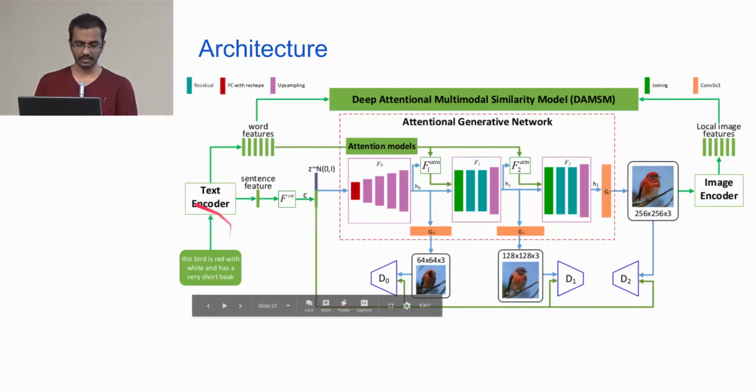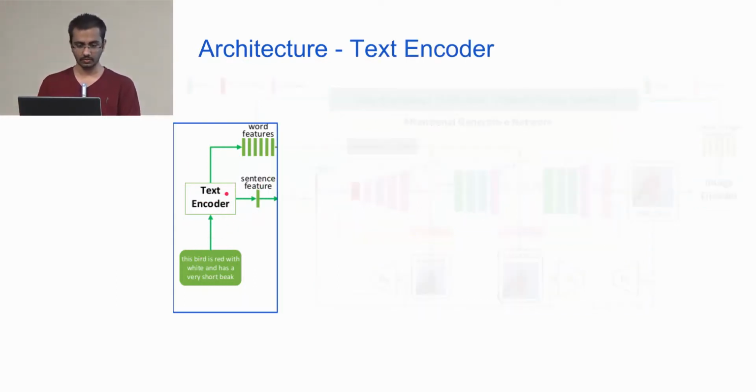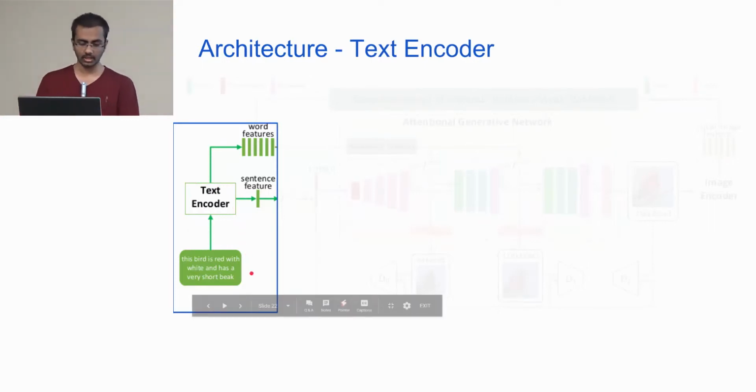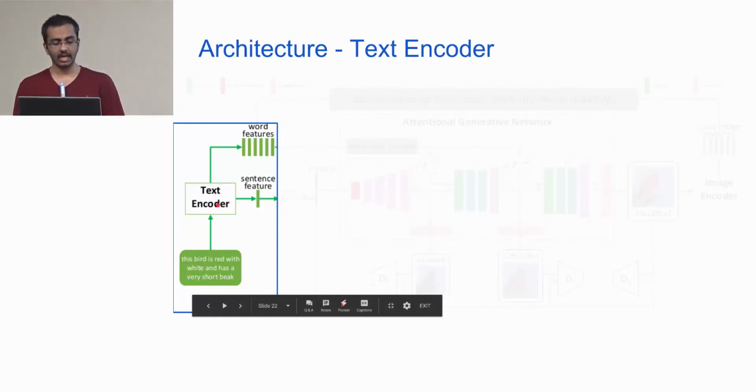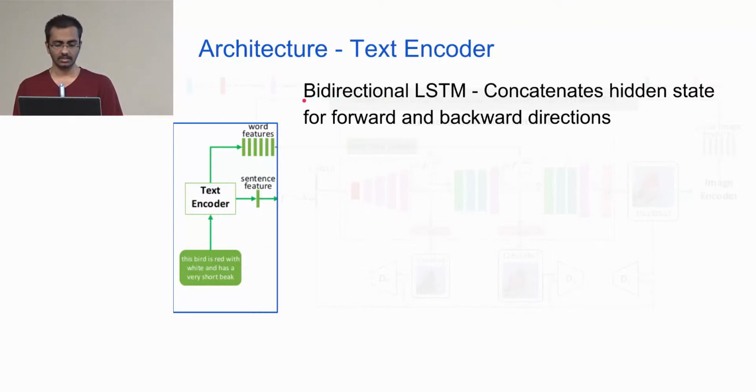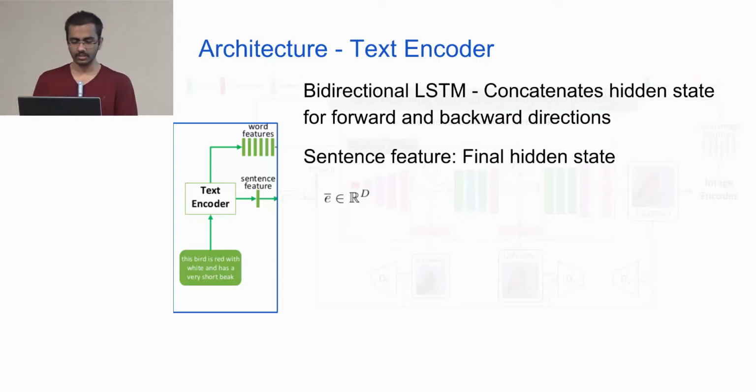So let's first start with where the input goes in. We'll begin with the text encoder, where you have your input caption, which is a T-word sentence, which has basically T words. The text encoder is a usual bidirectional LSTM, which has hidden states for the forward direction as well as the backward direction, and you concatenate them to get one hidden state per time step. Then the sentence feature is actually the final hidden state, and it has a dimension of D.